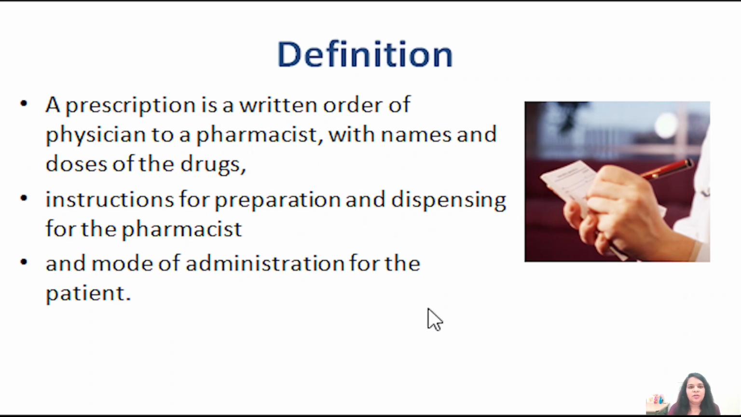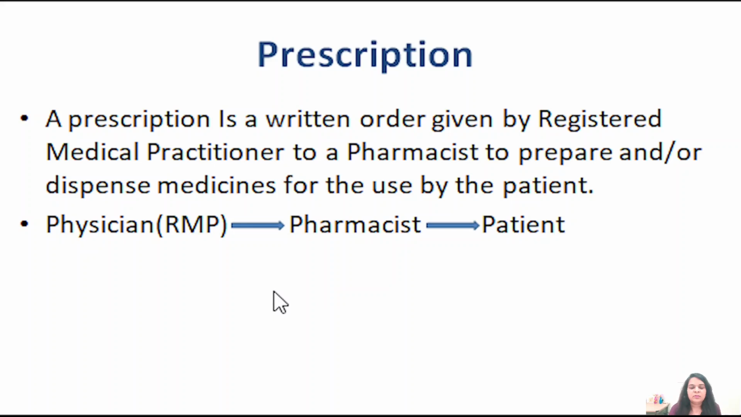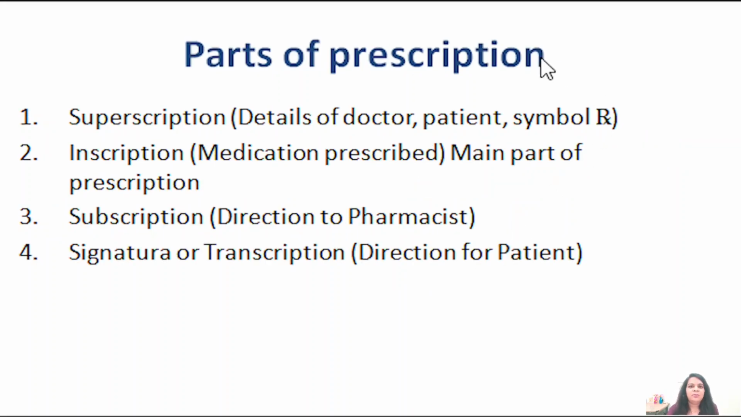Now coming to the definition of the prescription. A prescription is a written order of a physician to the pharmacist with the details of the name and doses of the drugs, instructions for the preparation and dispensing for the pharmacist, and mode of administration for the patient. So to summarize, a prescription is a written order given by a registered medical practitioner to the pharmacist to prepare and or dispense medicines for the use by the patient. So the physician gives an order to the pharmacist to prepare the drug, and the pharmacist will dispense all these drugs to the patient.